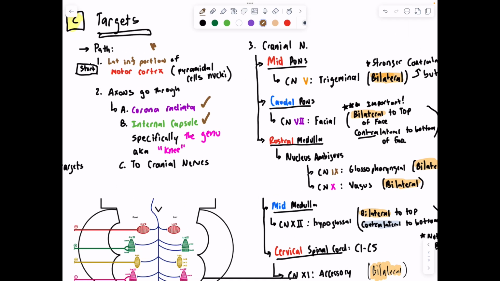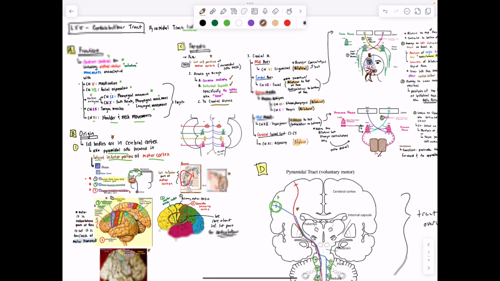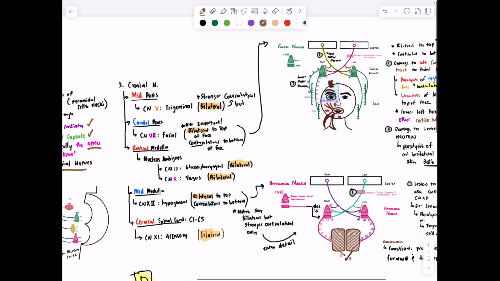Into the internal capsule, specifically for cortical bulbar, it's the genu or the knee of the internal capsule, and then we synapse on the cranial nerves. The cranial nerves are going to have the lower motor neurons there, which is the motor neuron that goes and innervates the muscles of the face, for instance. That's the end part of this pathway.